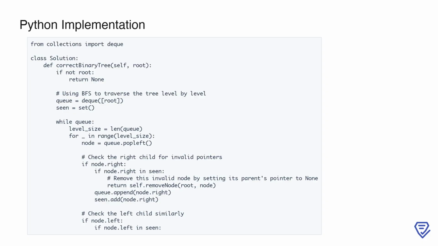Using a while loop, we traverse the tree level by level. For each level, we process all nodes by iterating through them. As we dequeue a node, we first check its right child. If the right child is already in the seen set, it means we've encountered an invalid pointer. In that case, we call the removeNode method to remove the problematic node from the tree and return the corrected tree. If the right child is valid, we add it to the queue for further processing and mark it as seen. The same logic is then applied to the left child.